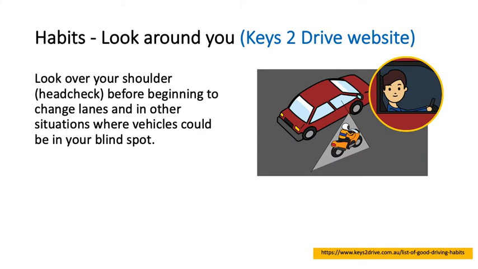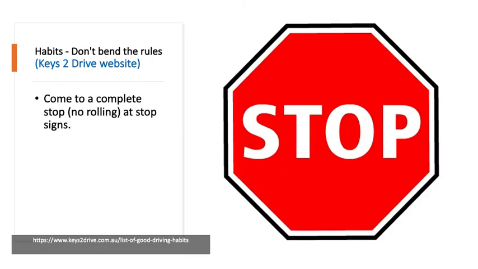Look over your shoulder, also in some states known as a head check, before beginning to change lanes and in other situations where vehicles could be in your blind spot. Don't bend the rules. Come to a complete stop, no rolling, at stop signs. One of my common instructions on stop signs is think of it as a stop and look sign.